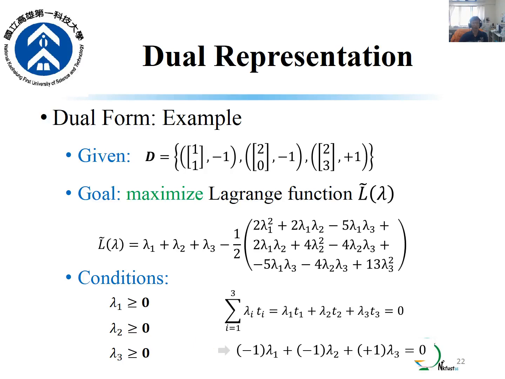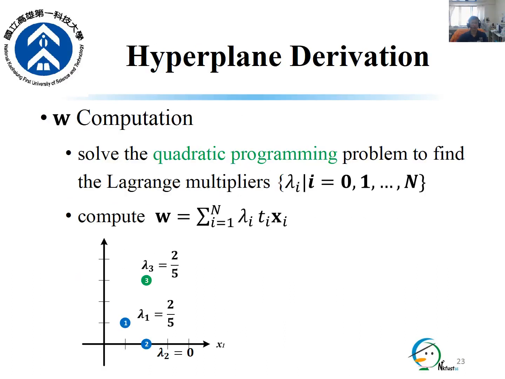After introducing the dual form representation, we talk about how to derive the SVM hyperplane. The first step to derive SVM hyperplane is to solve the quadratic programming problem to find all Lagrange multipliers. Since quadratic programming is beyond the scope of this lecture, we consider it as a black box for finding Lagrange multipliers. Having Lagrange multipliers in hand, we can compute the normal vector of the SVM hyperplane as the sum of lambda I Ti Xi over I.